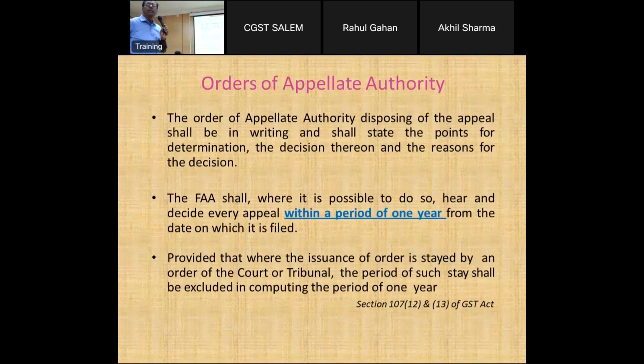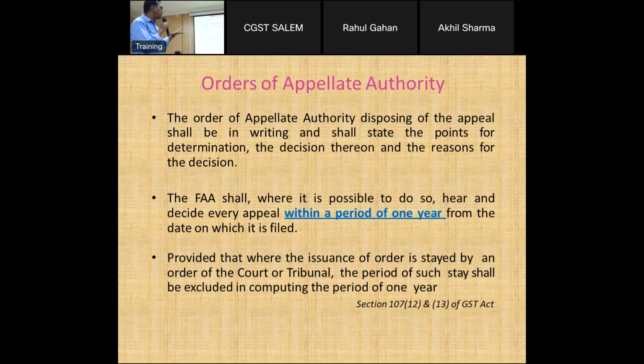If an order is passed, this is why I am continuing: the appellate authority will issue an order, and the tribunal will come and tell about it. The appellate authority's order on the appeal shall be in writing. It shall state the points for determination, the decision thereon, and the reasons for the decision. He has to clearly mention why he is allowing or disallowing. Where it is possible to do so, he shall hear and decide within a period of 1 year. It says where it is possible; it is not mandatory. Wherever it is possible, you finish the appeal order within a period of 1 year.